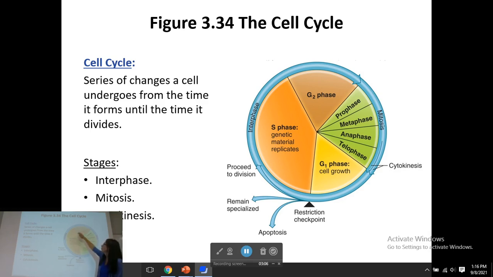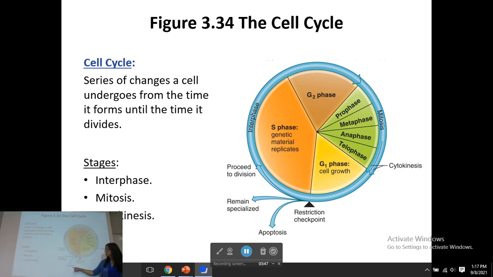Also, notice along the way that we have checkpoints. So here is a restriction checkpoint. What this does is it looks at what's happening with the cell. It checks through things and makes sure that the cell has accurate information in it, that there's nothing wrong with the cell, so that it can go on and replicate the DNA, but it only wants to replicate DNA that is the correct DNA, right? If there's something wrong with it, then the cell would need to get rid of that DNA. So this restriction checkpoint is where it's checking the DNA.